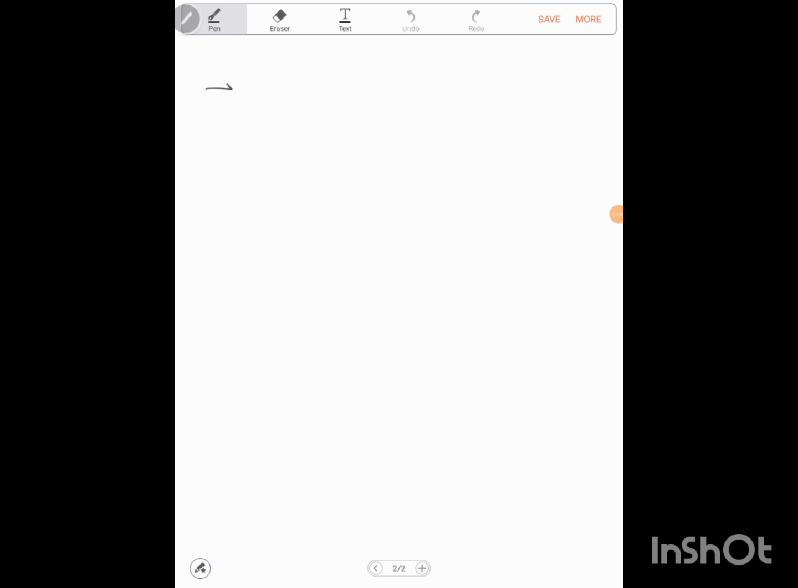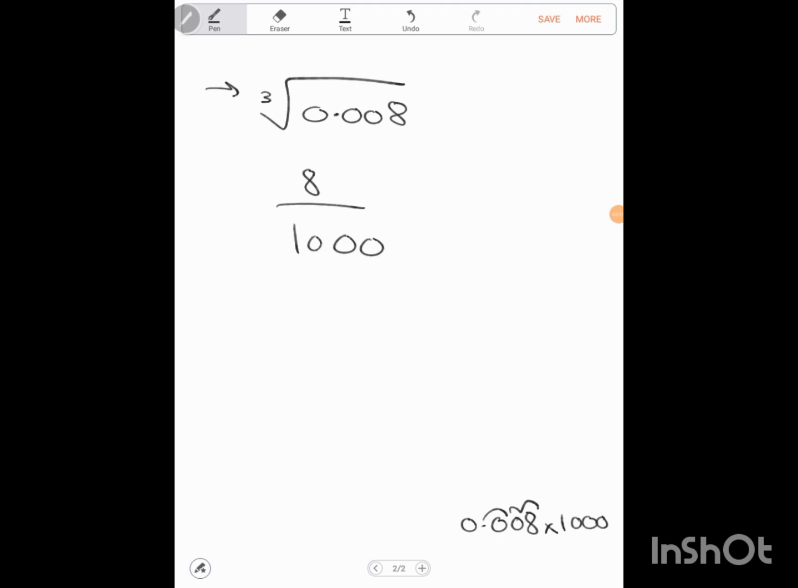Okay, next question is, in case you have the cube root of 0.008. Again, first you need to remove this decimal. It means that it's 0.008. You need to multiply it with 1, 2, 3, 3 zeros in order to remove the decimal. It means that it's going to be 8 over 1000. Cube root will be outside.